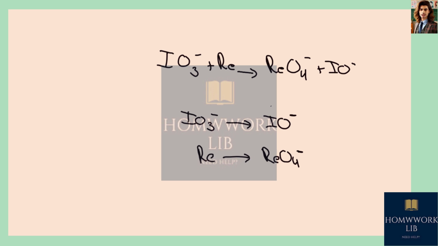Here we have iodine, which goes from 5+ to 1+. That means that we need to add a total number of 4 electrons in order for the reduction to occur. And rhenium goes from 0 to 7+. So that means that we need to add a total number of 7 electrons. Here we can go ahead and get rid of the coefficients for the charges, and we can proceed with balancing our reaction.